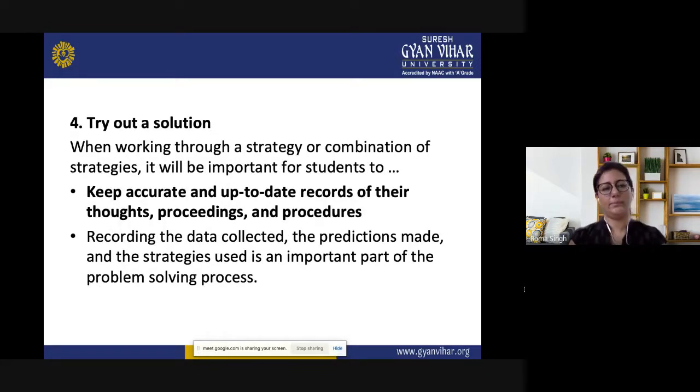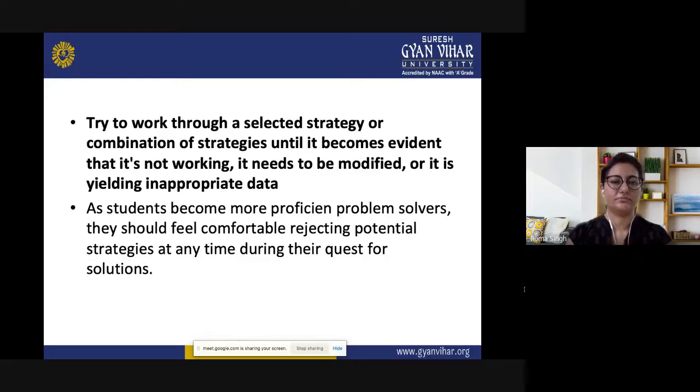Then the next step in the problem solving method is trying out the solution. So after trying out many of the techniques, now they will try out a solution. When working through a strategy or combination of strategies, it will be important for students to keep accurate and up-to-date records of their thoughts, proceedings, and procedures. And then, recording the data collected, they have to prepare some predictions. The strategies used are an important part of the problem solving process.